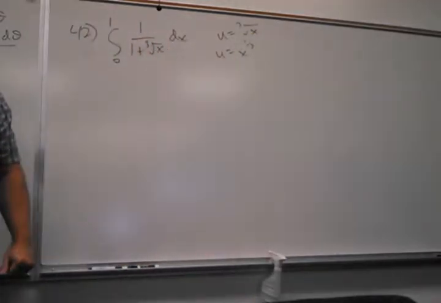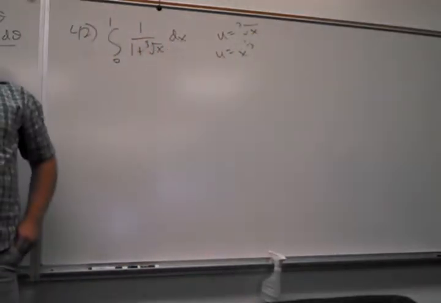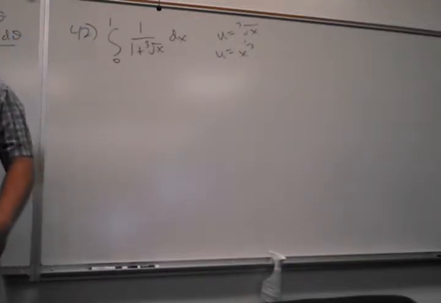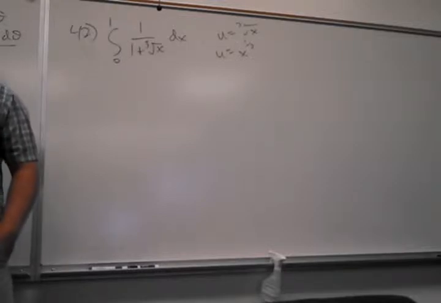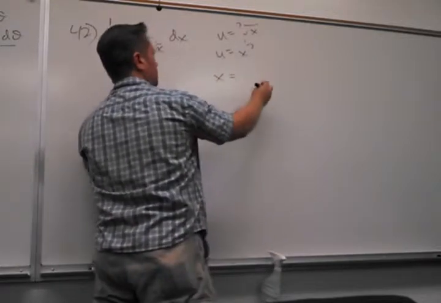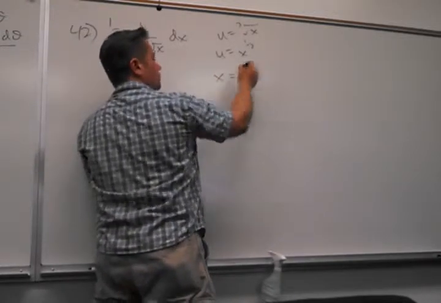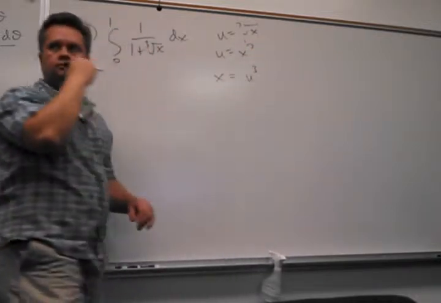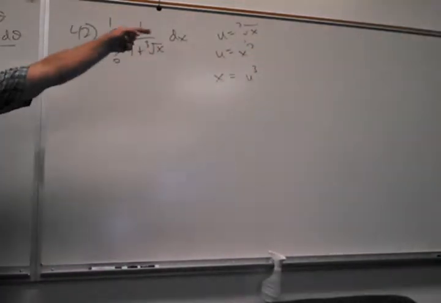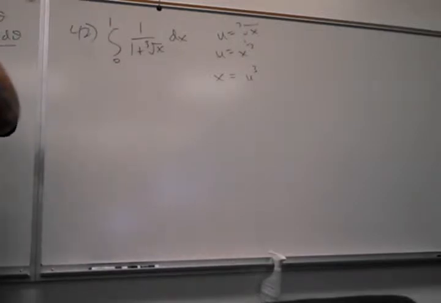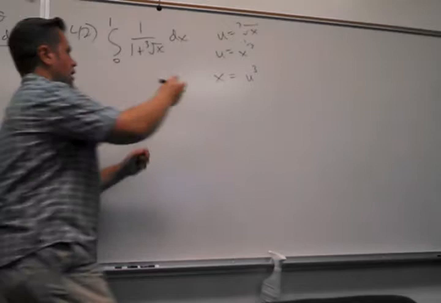Cool? Now this would so suck if you do du and you're like, I don't have all that stuff in there that I need. So what I'm going to do is turn this thing around. If u is x to the 1/3, x is u cubed. How do you undo a cube root? Cube. Right, if you solve for x, you'd have to cube both sides. Now, why is this good? You're like, that's the same thing, Jeff. Why is that good? Because now, what is dx?